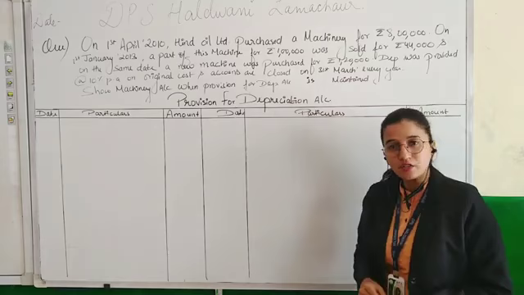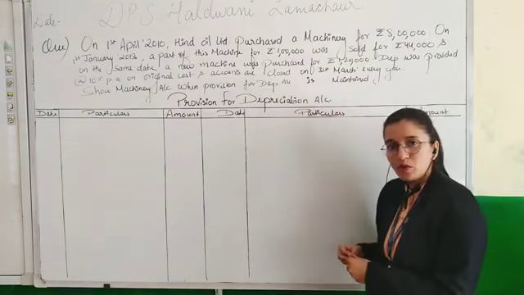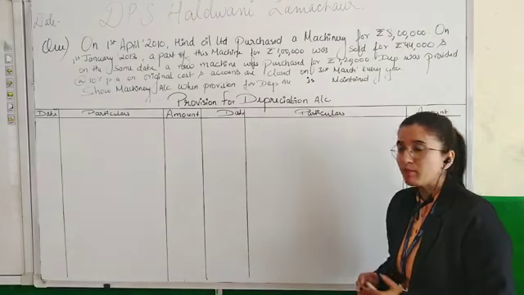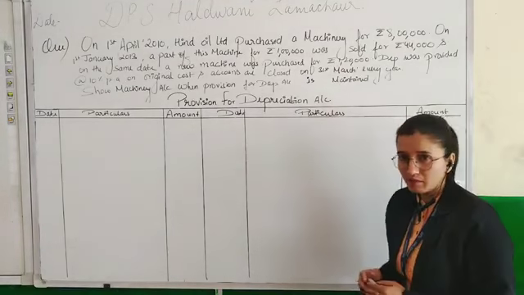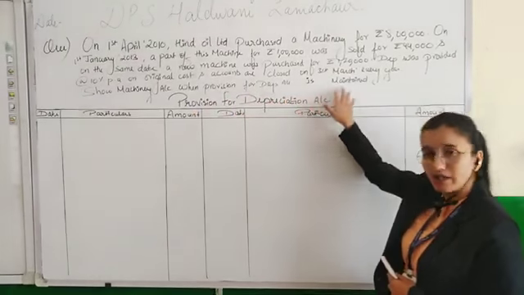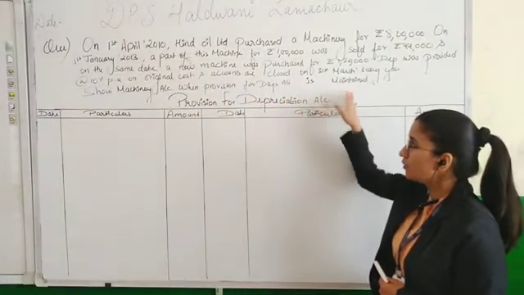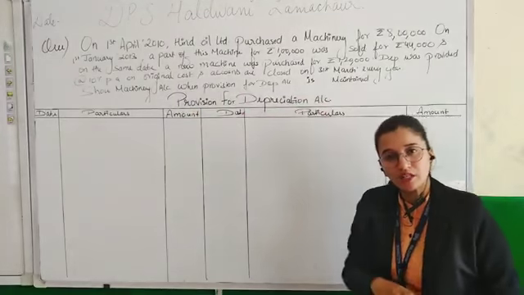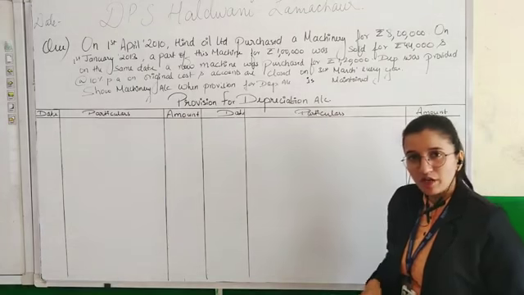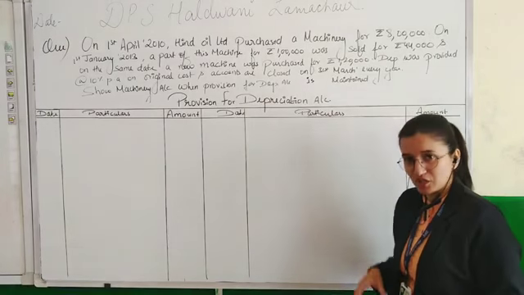Today in this session, we will be continuing with the same question discussed in the previous session. But here, we have to prepare the machinery account in the second method. The second method is when the provision for depreciation account is maintained. So as we know, when the provision for depreciation account is to be maintained, we prepare two accounts. First is the provision for depreciation account, second will be the machinery account.